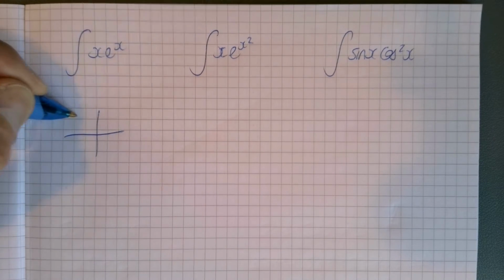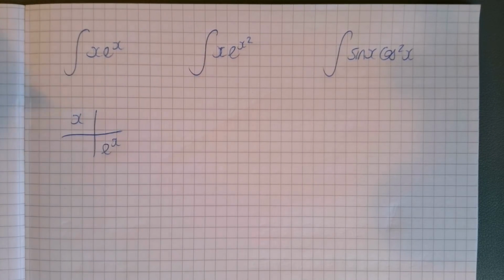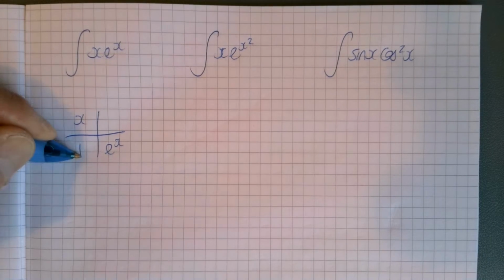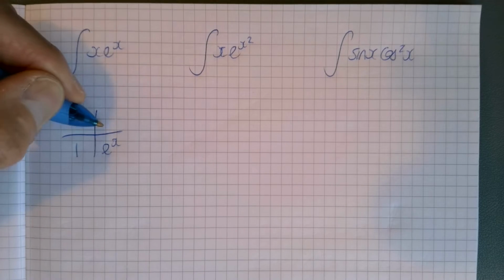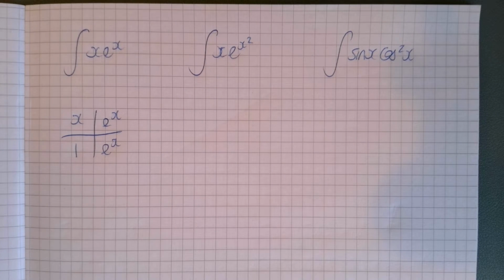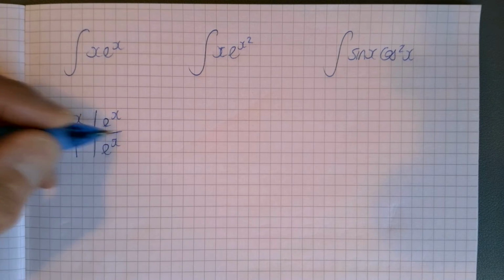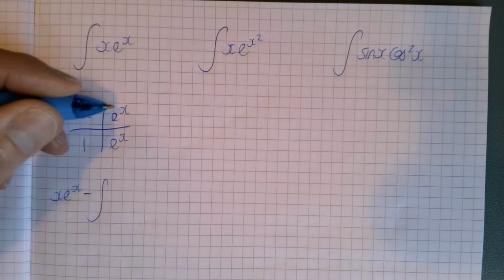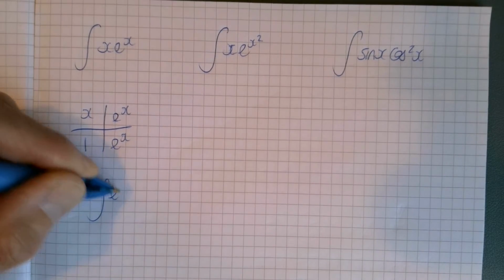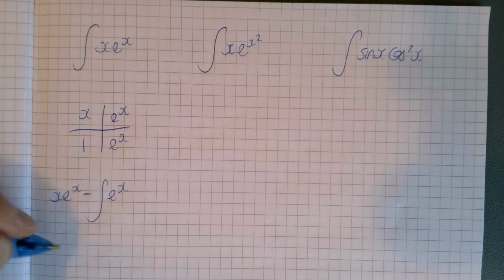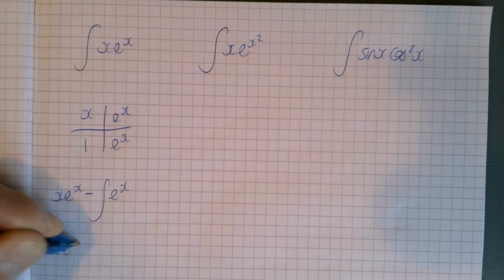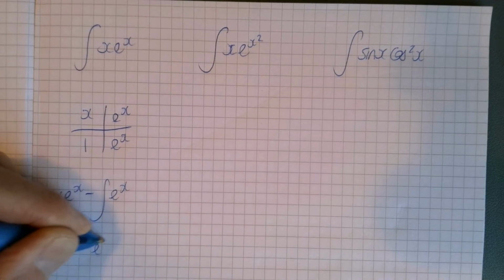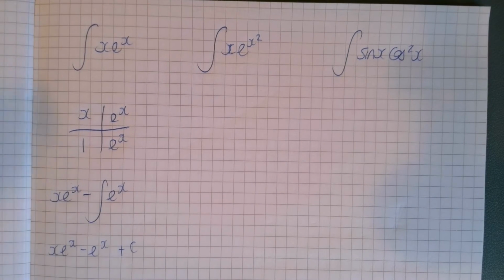So I'm going to put x there and e to the x there. Differentiating x gives me 1, integrating e to the x gives me e to the x. So that one is quite easy. It's uv minus the integral of v du by dx, which just gives you e to the x. So the integral of e to the x is e to the x. And that will factorise and so on.